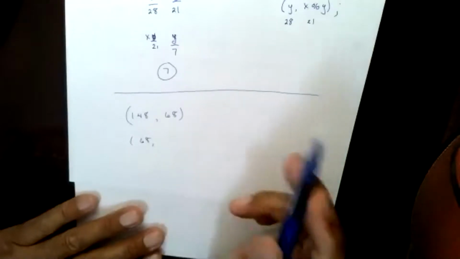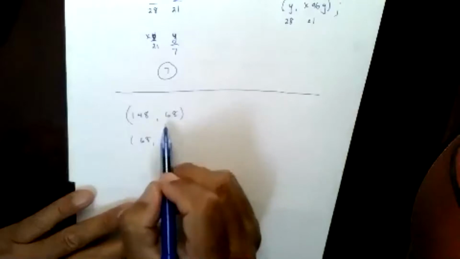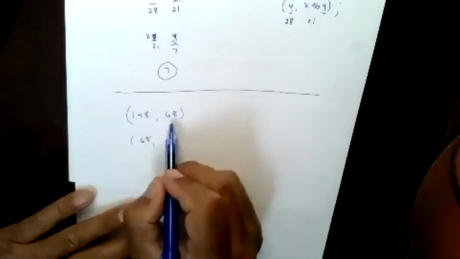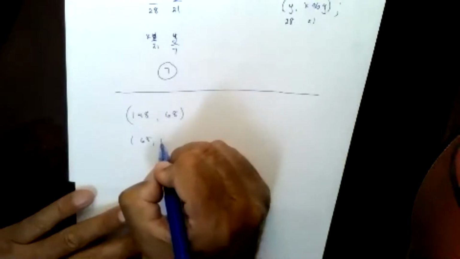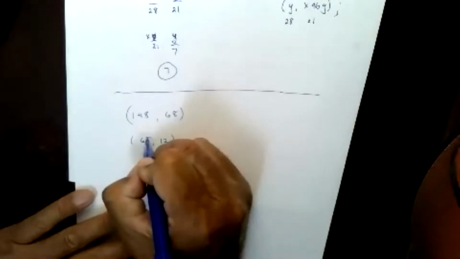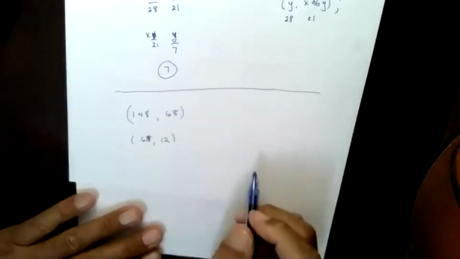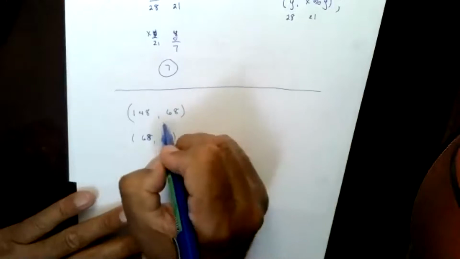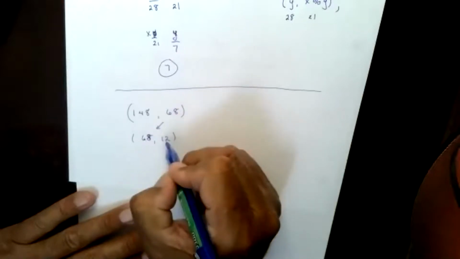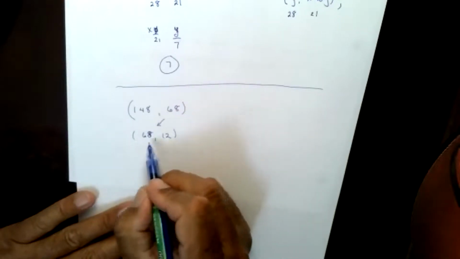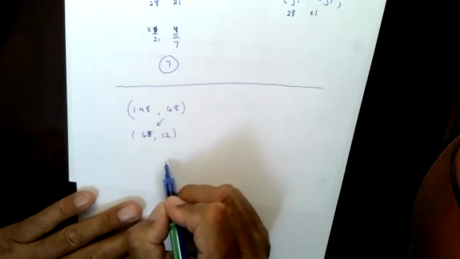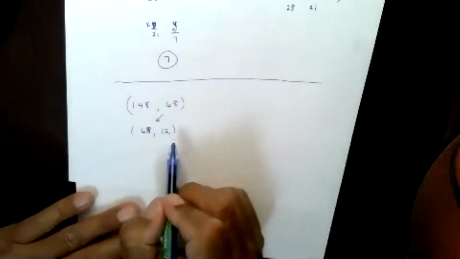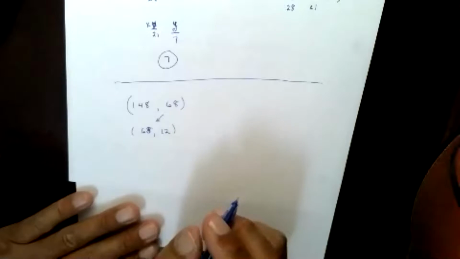40. If I double this, I get 136, so the remainder is 12. So I have 68 and 12. So this went here. This was the remainder. So the next time, if it doesn't work, 12 is going to go there and then the remainder. 68 mod 12. Does that work?